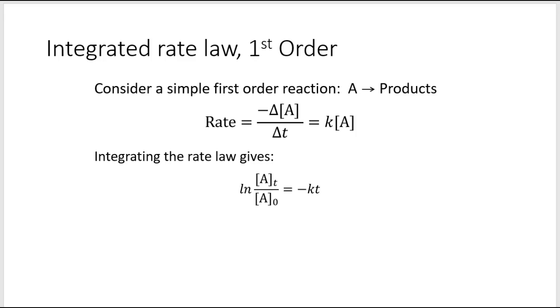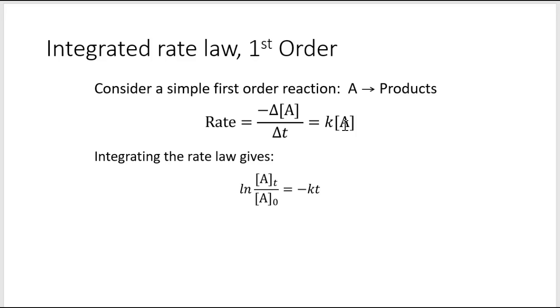So if we look at the first order rate law and then integrate it, it'll look something like this. So you can write the rate law here. Rate is equal to the negative change in concentration of reactant A over time, which is equal to the rate constant times the concentration of A, right? This is a simple first order reaction where you just have reactant A becoming products. So the rate law looks like this.